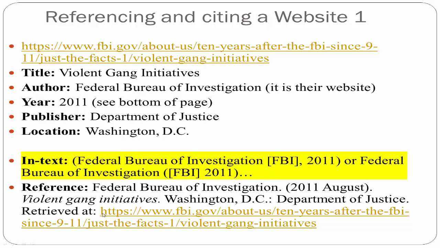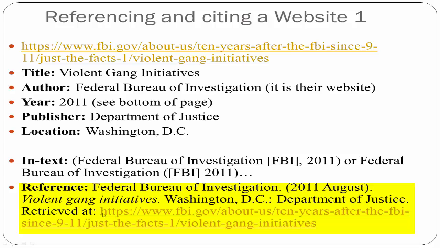So in text, this is what the citation would look like. Federal Bureau of Investigation, you put in brackets FBI. You put in brackets because you already have the parentheses surrounding the citation. If you were just saying that the Federal Bureau of Investigation found, so it wasn't at the end of a sentence, for example, then you would include the FBI brackets, but you would not include the comma. And this is what the reference would look like. Federal Bureau of Investigation, 2011, August, Violent Gang Initiatives, Washington, D.C., Department of Justice, retrieved, and that's the website.